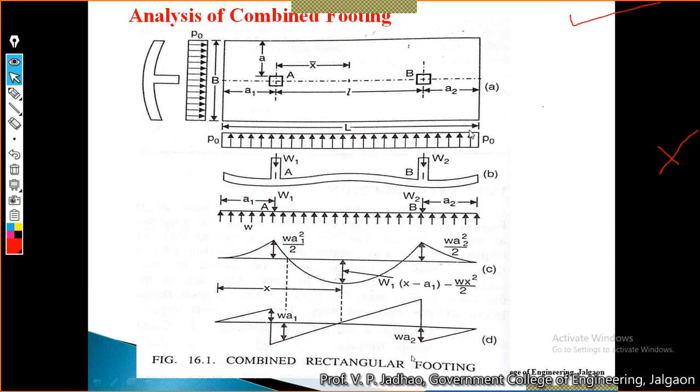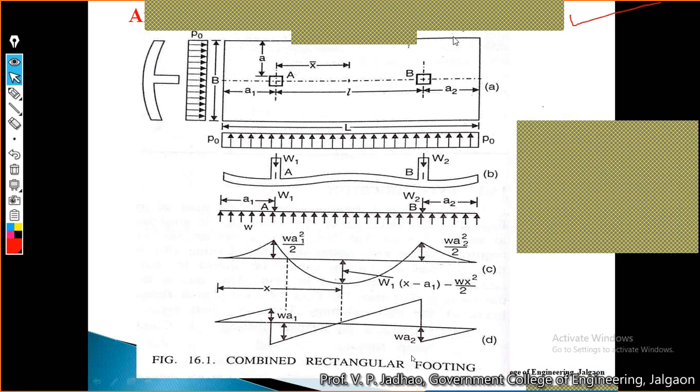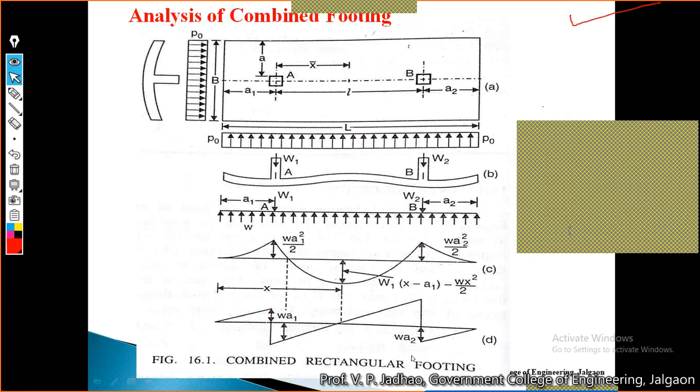We shall continue now. I want one response from you, whether you will be solving the problem with me in your register, because design is not something that we will just hear. So I'll tell you the problem. Write down the problem, and then we'll start the design. Okay, write down the problem. Design a combined footing.